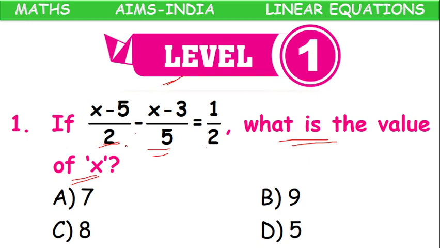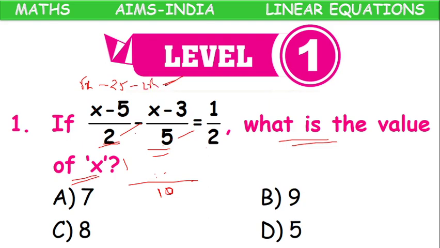So here we have denominators 2 and 5. The LCM we can take as 10. 2 into 5 is 10. 5 into x, 5x, minus 2 into 5, 10. 5 into 5, 25. We can write here. Next, minus 5 into 2, 10. 2 into x, 2x.